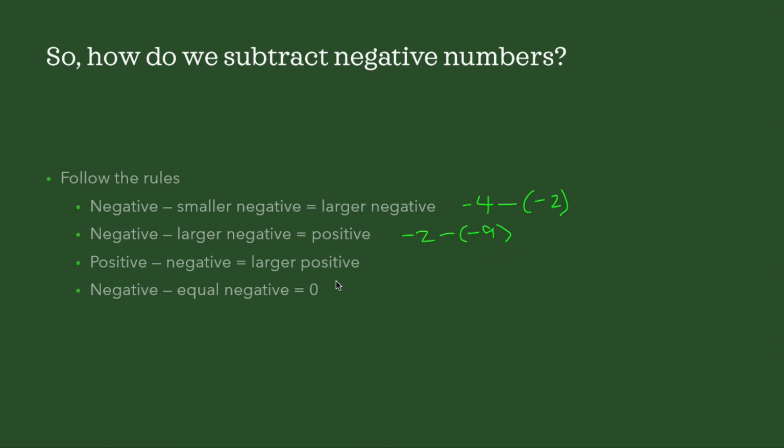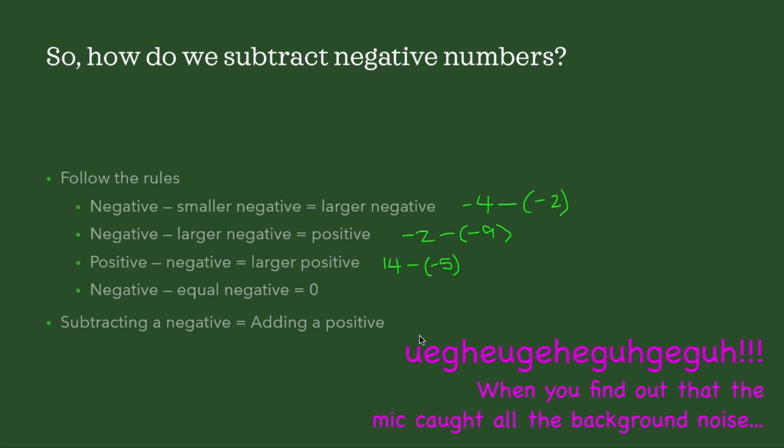And for this one, a positive minus a negative is equal to a larger positive. An example for this would be 14 minus negative 5, which is going to be greater than 14. Now, if you're wondering how this is, remember that when we added a negative, it was the same as subtracting a positive, but this time subtracting a negative is equal to adding a positive. It's opposites, because these negatives cancel out.